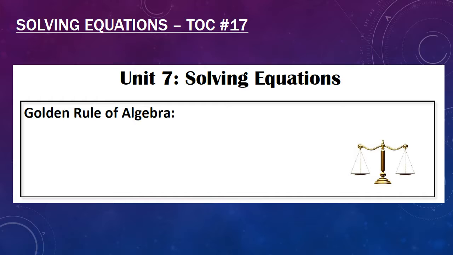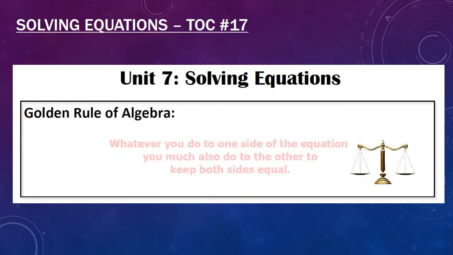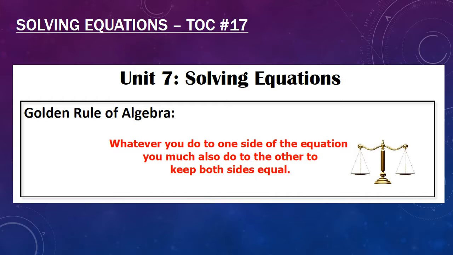And just like the golden rule that you learned in elementary school that says treat others the way you want to be treated, it's the same kind of thing. So the golden rule, and you're going to need to write this down. Pause the video if you need to, because I'm not going to wait for a real long time, so you may want to pause it to write this all down. Whatever you do to one side of the equation, you must also do to the other side of the equation to keep both sides equal.